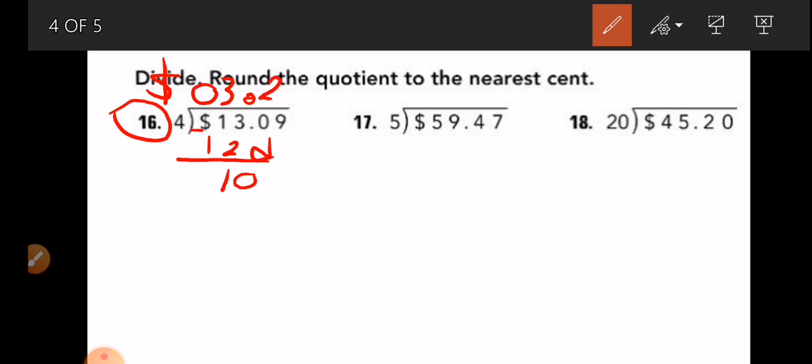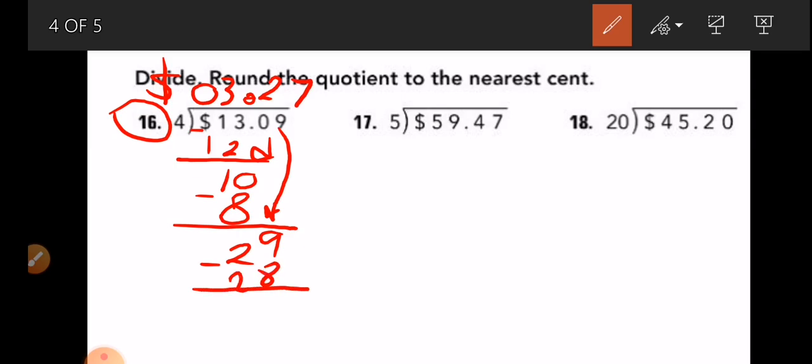2 multiplied by 4 is 8. Subtract 10 minus 8 will give me 2. 2 is less than 4, so also bring down the 9. Now we have 29. 29 divided by 4. Do I have it exactly in the multiplication table? No, but I have something near to it, which is 28. Yes, multiply by what? Multiply by 7. You will have 28, and subtract, I will have 1.